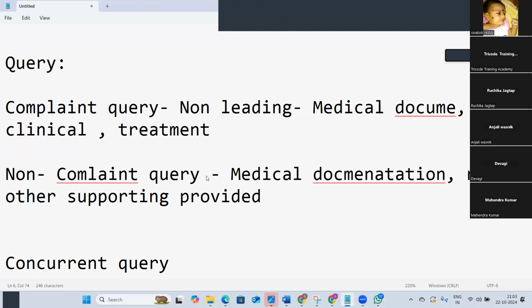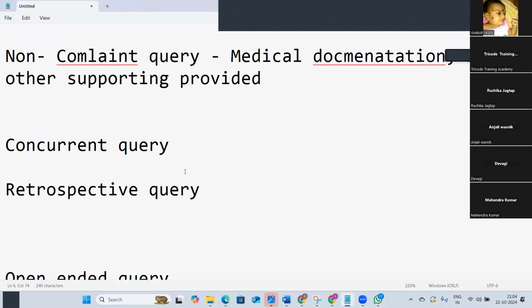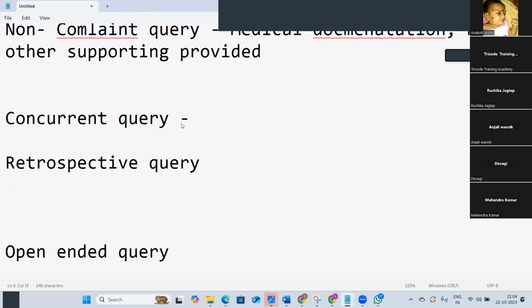That way, for any query in question, you should identify: okay, there is medical documentation, there is a clinical indicator, there is treatment. Then by default it is a compliant query. If something is missing, then it is automatically a non-compliant query. Remember, right? Then tell me, what is the concurrent query?